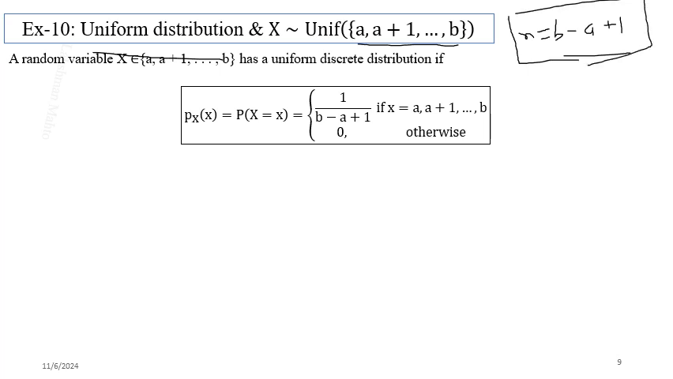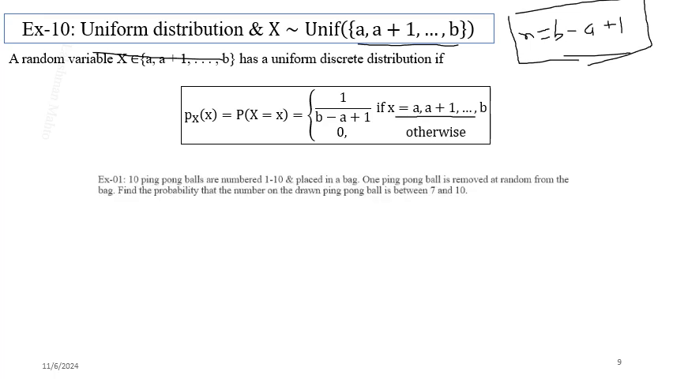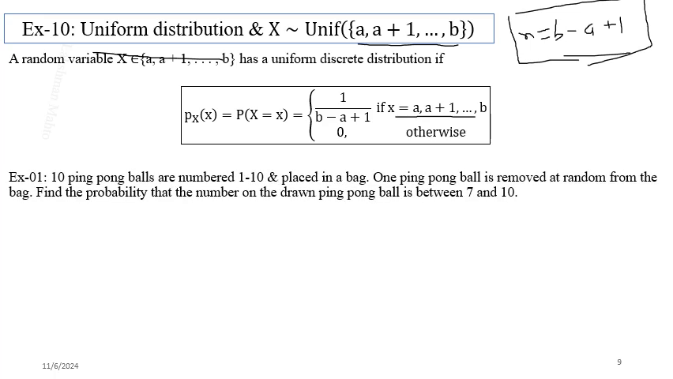There are various ways to know what N is. So here in total how many integers are there? N integers. And each one is equally likely, so each one has the same probability. That probability is 1 by N. So the probability mass function at x has the same probability, 1 by N, where N is B minus A plus 1, when x takes these values. If x is other than these values, those are not observed by x and have zero probability. This we call uniform discrete distribution, or correspondingly uniform random variable.